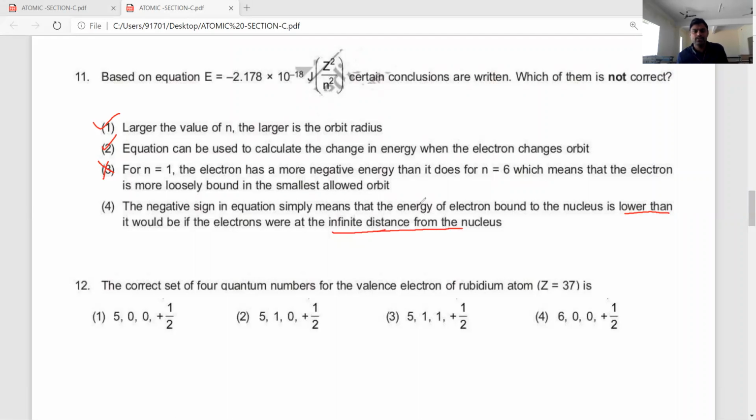The negative sign in the equation simply indicates that the inner shell contains electrons having lower energy, because those electrons are strongly attracted by the nucleus. The outermost shell electrons have more energy, meaning they are loosely bonded to the nucleus. That's why they have more energy, and that's why this statement is also correct. So the answer is the third option.